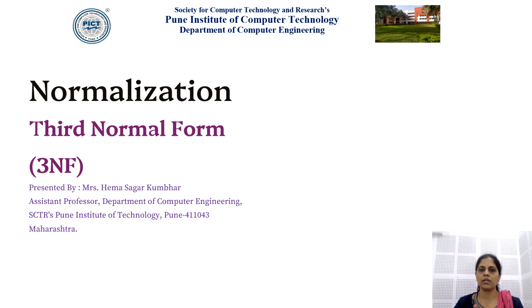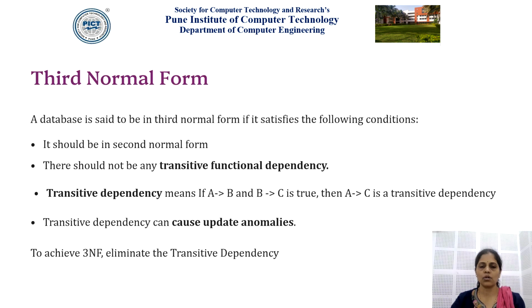In this video, we are going to discuss the third normal form. Third normal form is basically called 3NF. A database is said to be in the third normal form if it satisfies the following conditions. Initially, it has to first follow the second normal form criteria, and second, there should not be any transitive functional dependency. So we'll discuss what the transitive dependency is.